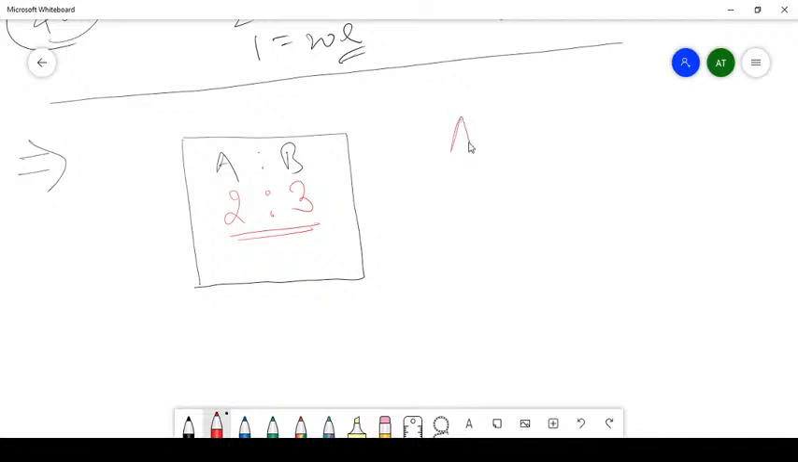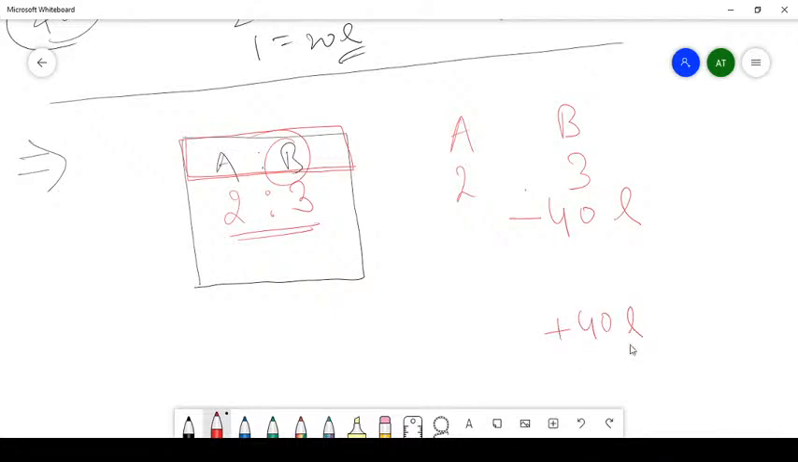Suppose this is A and this is B, and the ratio between them is 2:3. Again, it is saying that we replace the mixture. How much mixture do we replace? We replace 40 liters of the mixture. That means we withdraw 40 liters of the mixture and replace it with 40 liters of liquid B. We subtract the 40 liter mixture from here, and we add 40 liters of liquid B. This is what the question is saying.